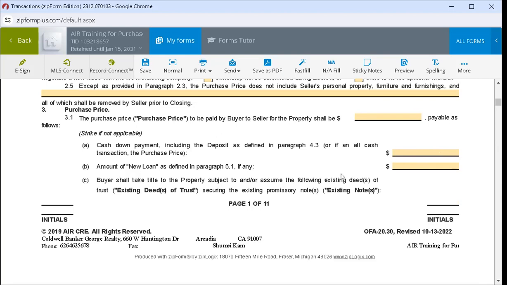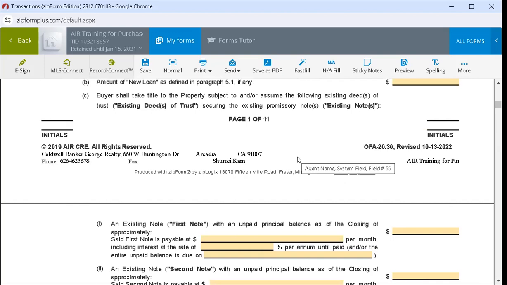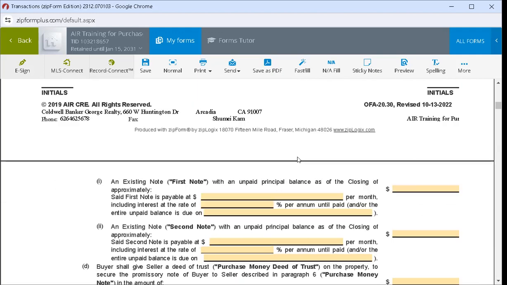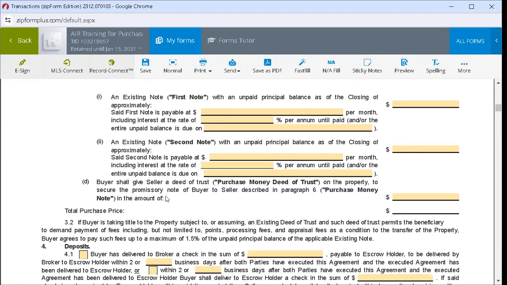Now, if you are not assuming any notes, first or second notes on the property, you may strike these remaining paragraphs. If you are doing that in this offer, you're going to probably have already needed to talk to the listing agent to know what these notes are, and you would fill all this in. And they have room here for a first and second note. Or if the buyer is giving the seller a purchase money deed of trust, you would insert that amount here, and then it's going to calculate it down.